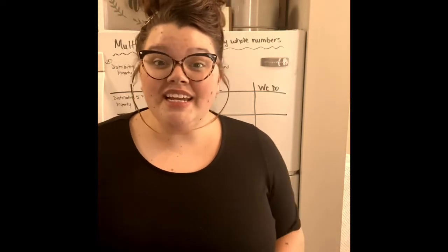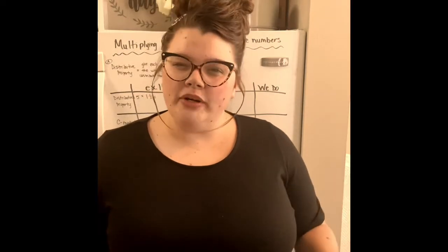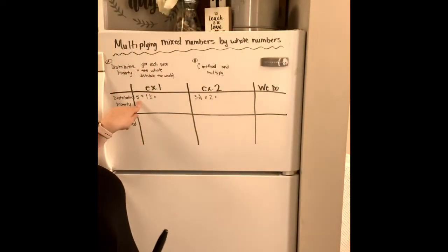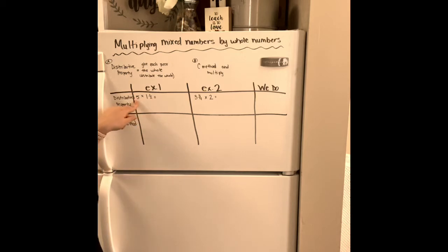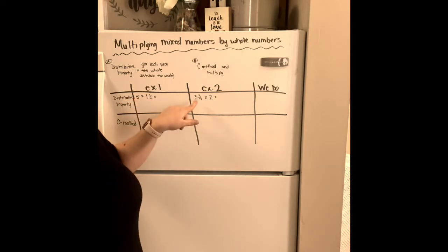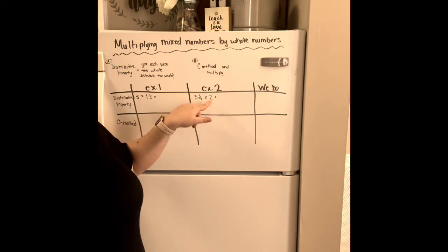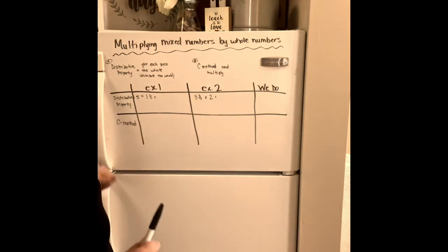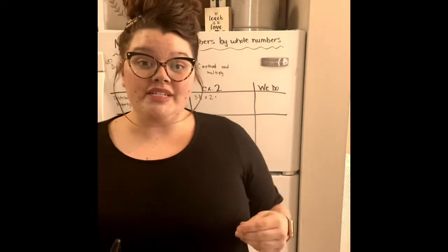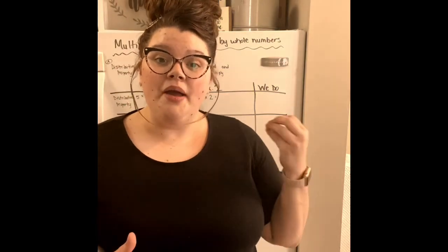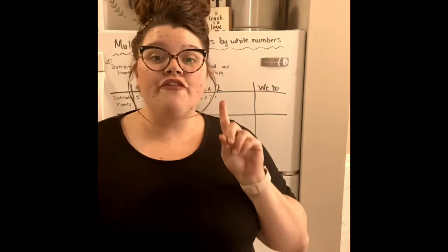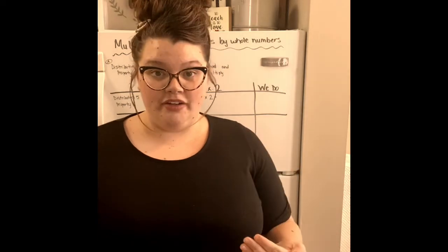All right, so let's take a look at some examples today of what we're talking about. Today we're going to be talking about how to multiply 5 times 1 and 1/2. And then another problem we'll be solving is 3 3/4 times 2. Now, there are two different ways that I'm going to show you today on how to multiply mixed numbers by whole numbers. The first method is called the distributive property.